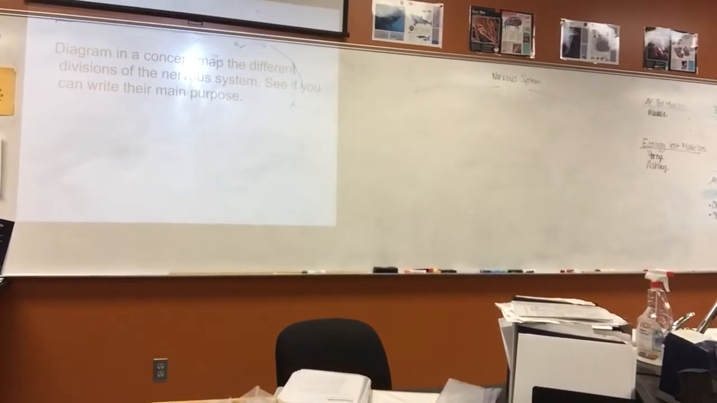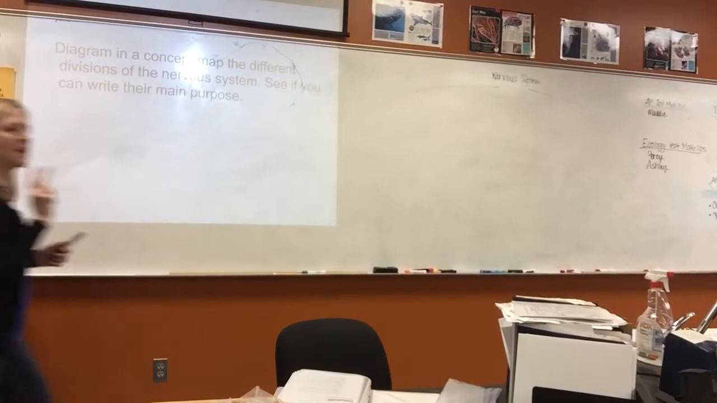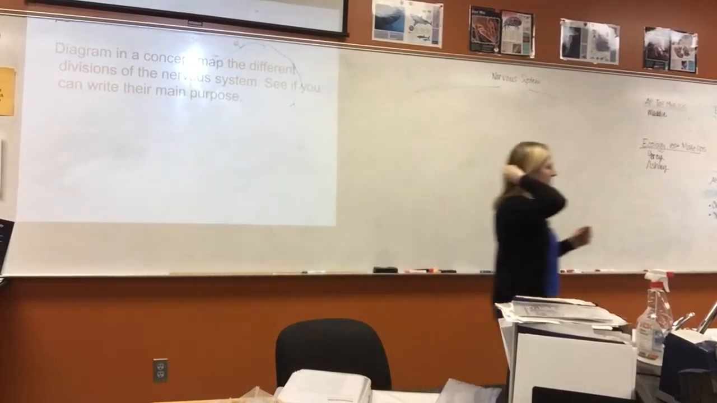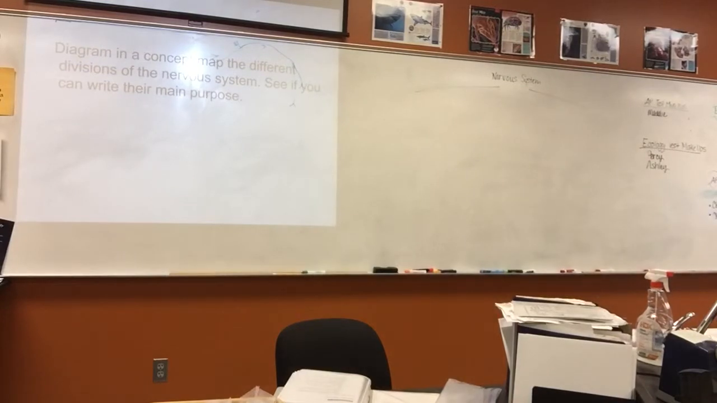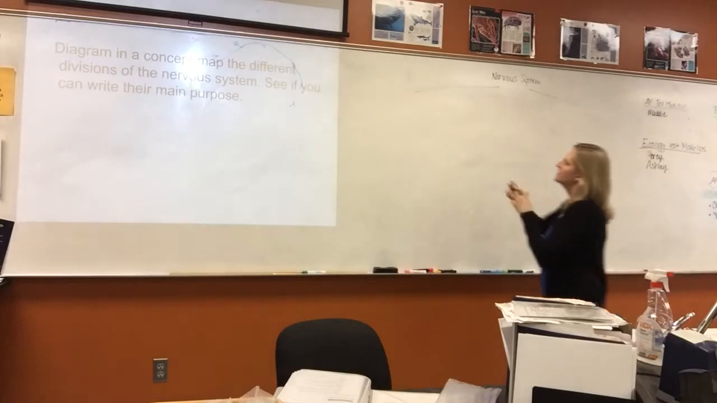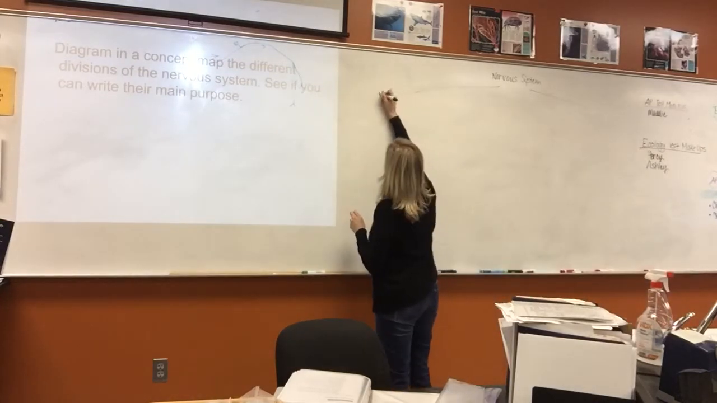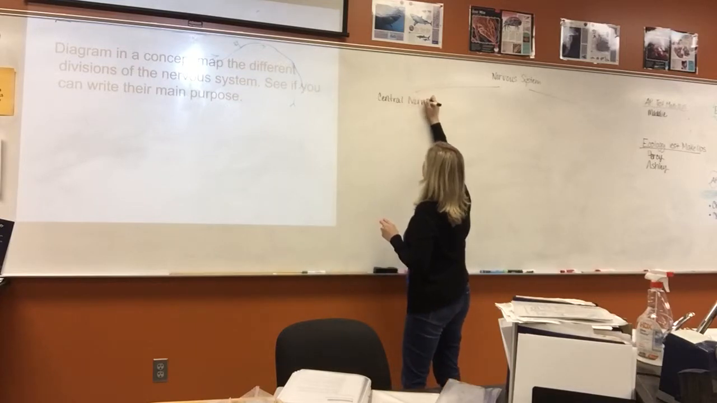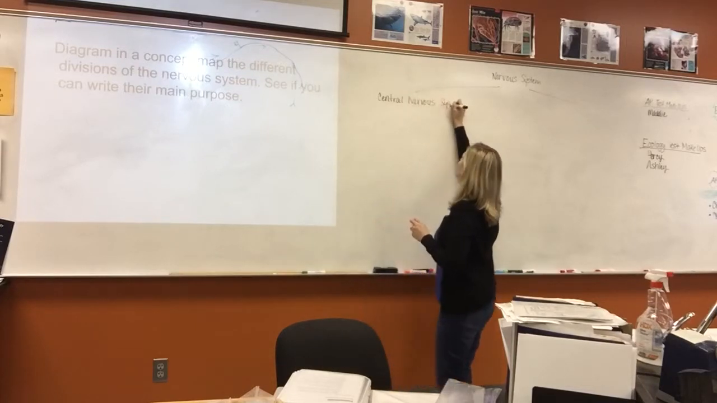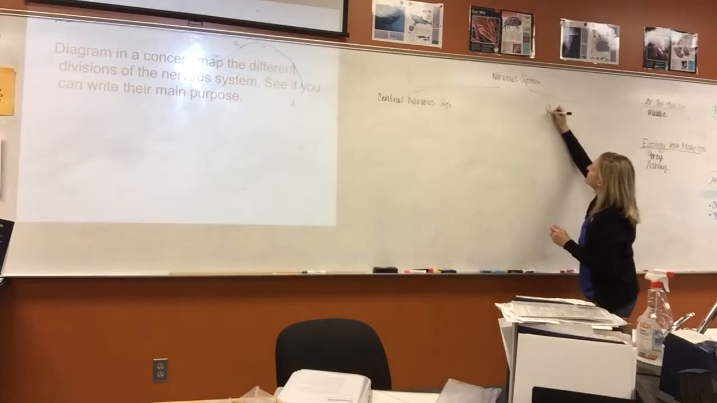Okay, so here we are. The nervous system has two main divisions, kind of two categories. What are those? The CNS and PNS. CNS is the central nervous system, and the peripheral is the PNS.